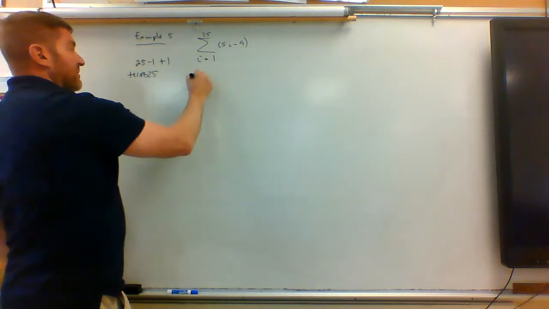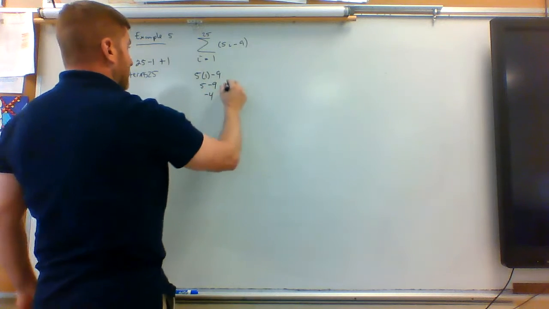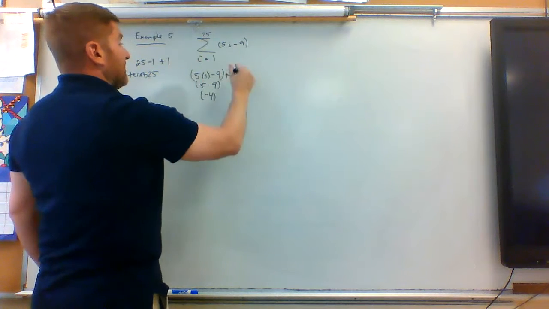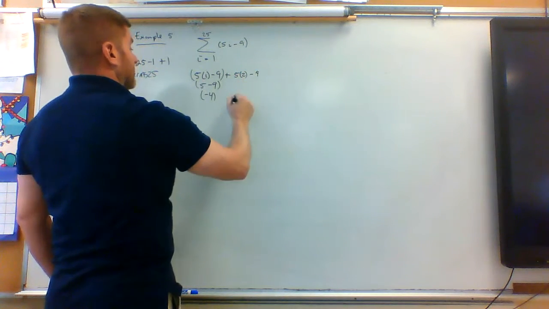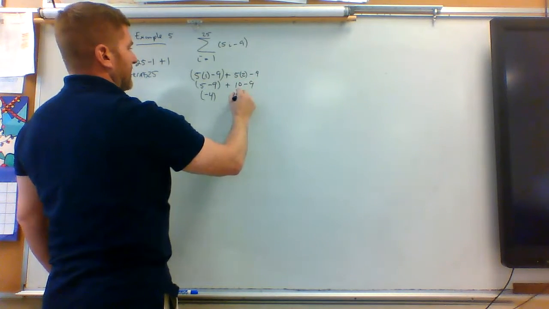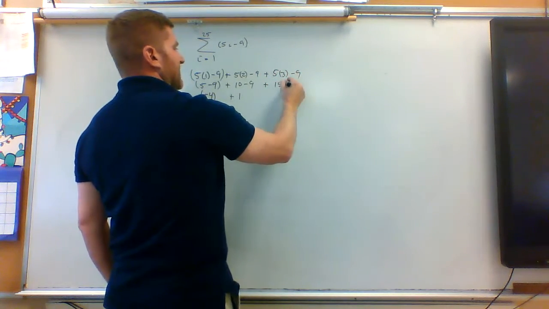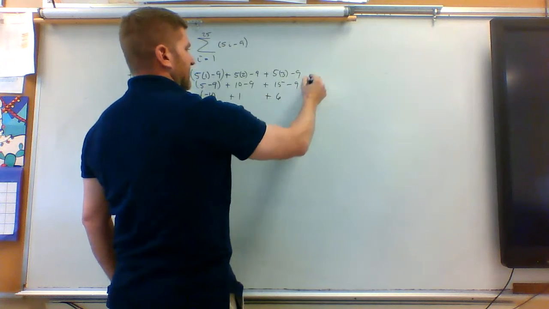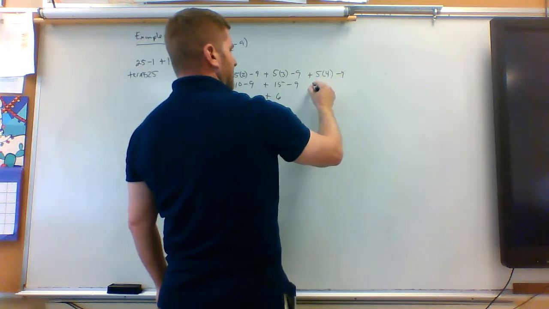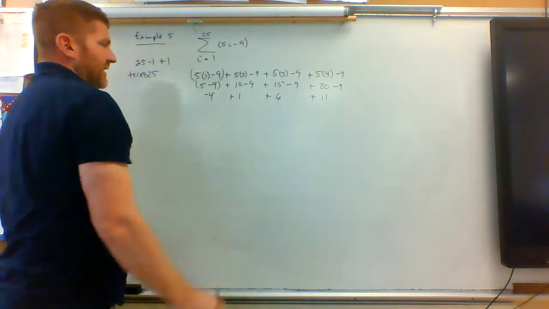When I start with 1, that's 5 times 1 minus 9. That's 5 minus 9, which is negative 4. This is my first term. Now I'm going to add my second term, 5 times 2 minus 9, which is 10 minus 9, which is 1. Not so bad. 5 times 3 minus 9 is 15 minus 9, which is 6. 5 times 4 minus 9 is 20 minus 9, which is 11.